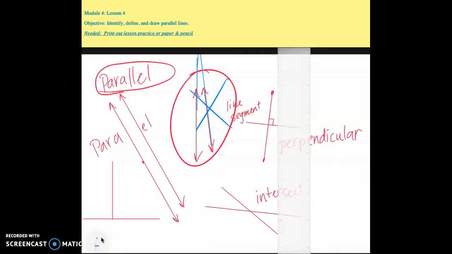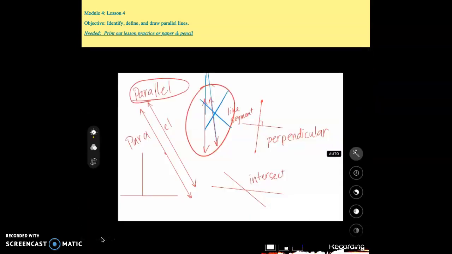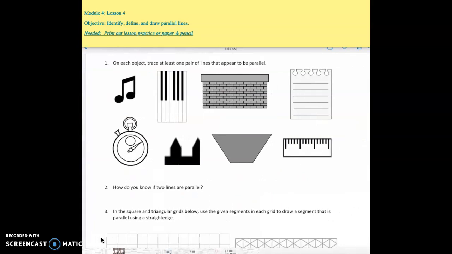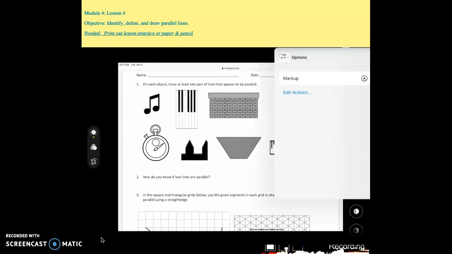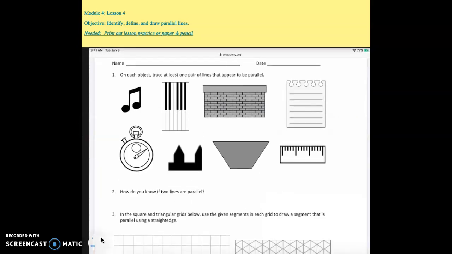All right, let's move on to our problem set. All right, on each object, trace at least one pair of parallel lines that appear to be parallel. Remember, parallel lines, they are like the two L's in the word parallel, or they are like an equal sign. Those will never touch. They're always going to be the same distance apart. So on the two notes, do you see two parallel lines? Oh, I definitely do, right here and right there.